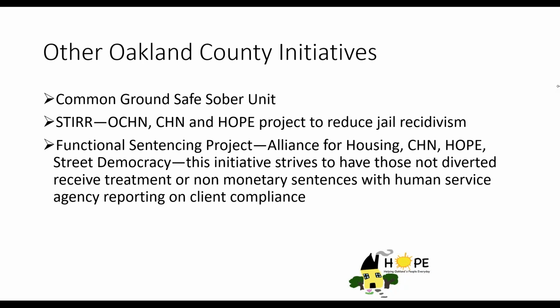Dan had mentioned that the district courts are not highly motivated to participate in some of these programs because they are funded through fines that they collect. And so this project is called Functional Sentencing. The Alliance for Housing, HOPE, Community Housing Network, and Street Democracy, which are attorneys who worked with underserved populations, are working to create, as part of a diversion from jail, a non-monetary sanction that includes treatment for those who come to court for misdemeanor offenses. So often that becomes an impediment to us to get people housed because they have an outstanding warrant. So what we're doing is trying to help every court think like those special treatment courts that Dan had mentioned.